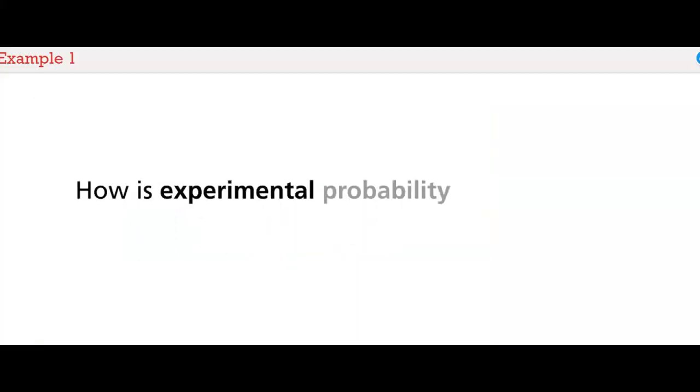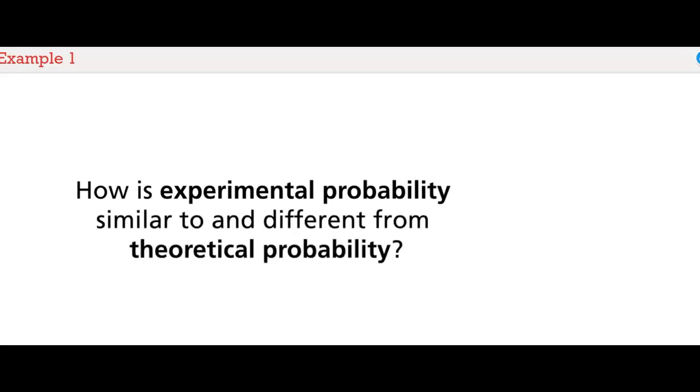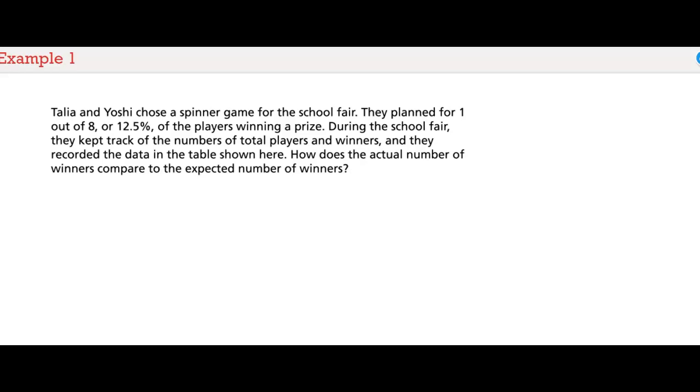How is experimental probability similar to and different from theoretical probability? Think about this question during the lesson. Talia and Yoshi chose a spinner game for the school fair. They planned for 1 out of 8, or 12.5% of the players winning a prize.